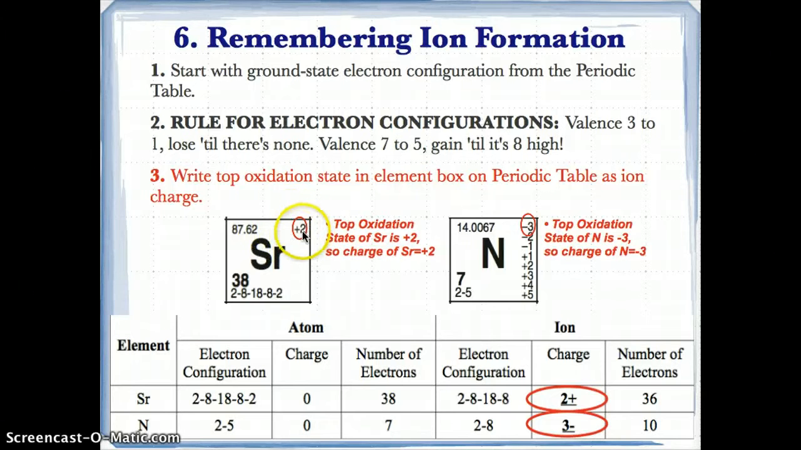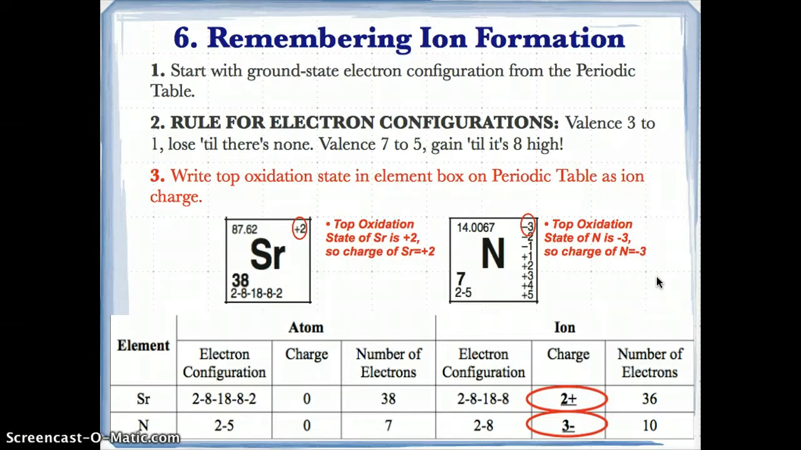The top oxidation state, or the top number in the top right corner of Sr's element box, is positive 2. So we know that the charge of the Sr ion is positive 2 because the top oxidation state on the top right corner is positive 2. The top oxidation state on the top right corner of N's element box is negative 3, so we know that the charge of N's ion is negative 3. So it's a really quick shortcut and a really cheap and easy way to do it.